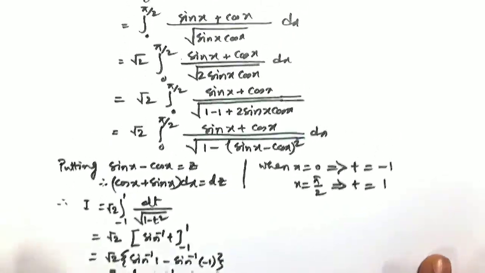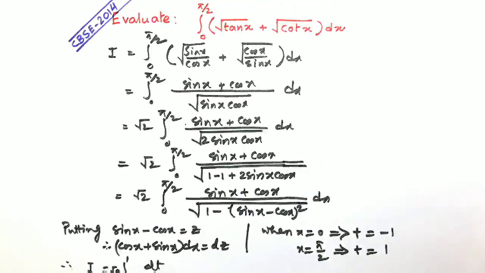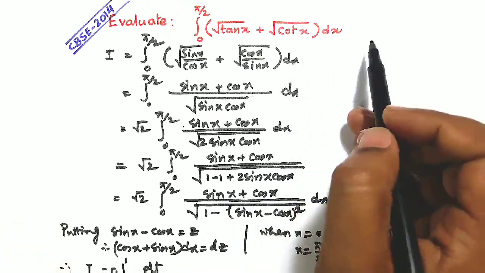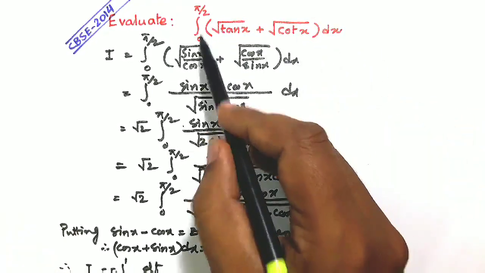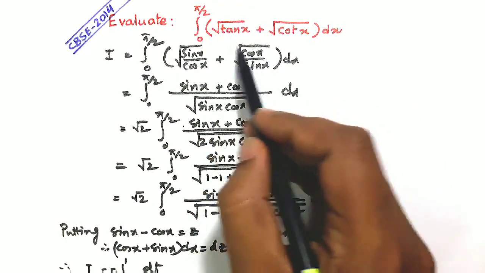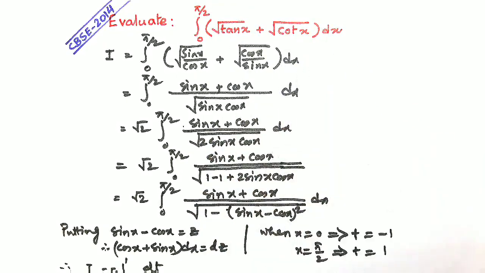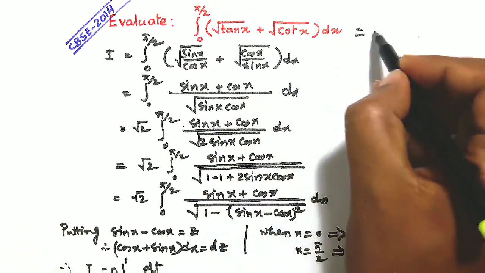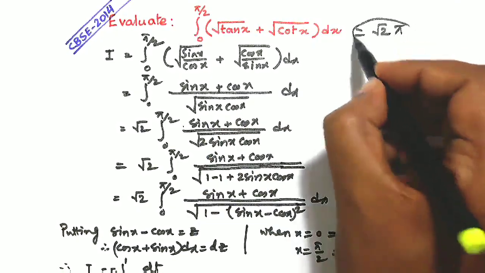So friends, this is an important question. You should practice it at your home. Evaluate integration 0 to pi by 2 root over tan x plus root over cot x dx is equal to root 2 pi.